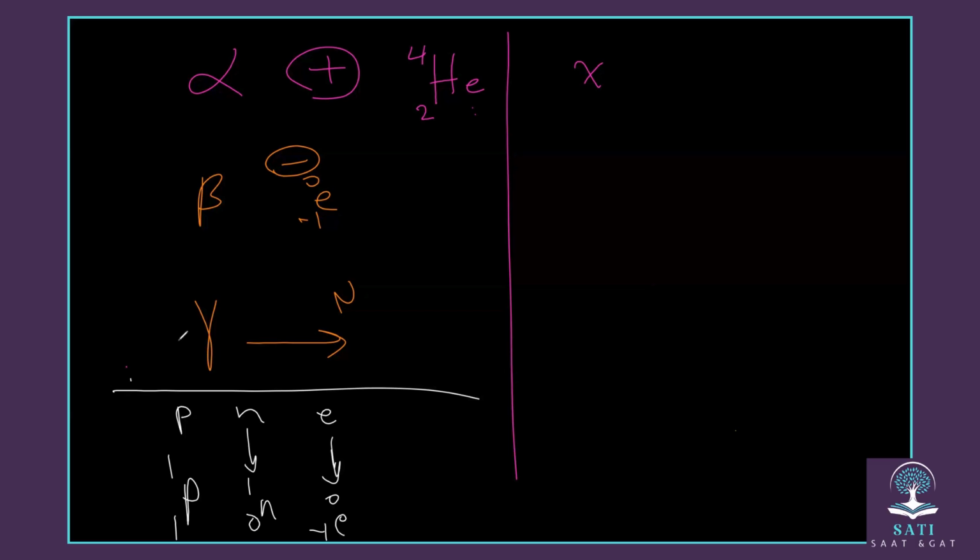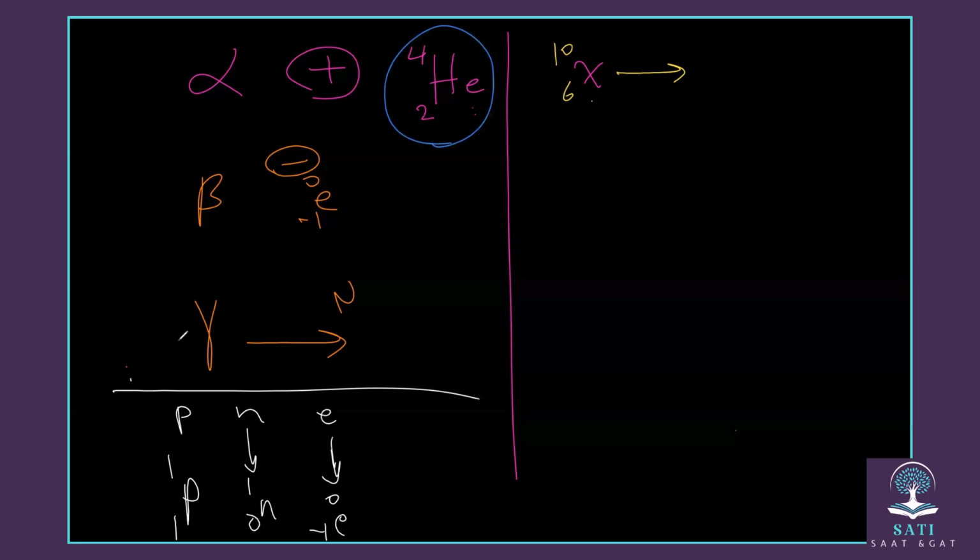Okay, now based on that, if we have a radioactive element that has, for example, a number 10 and here a number 6. We give numbers just to understand the calculations. Okay, if this element emits alpha, that means it will emit what? A helium nucleus. That means it will emit He, which is helium, with 4 here and 2 here.